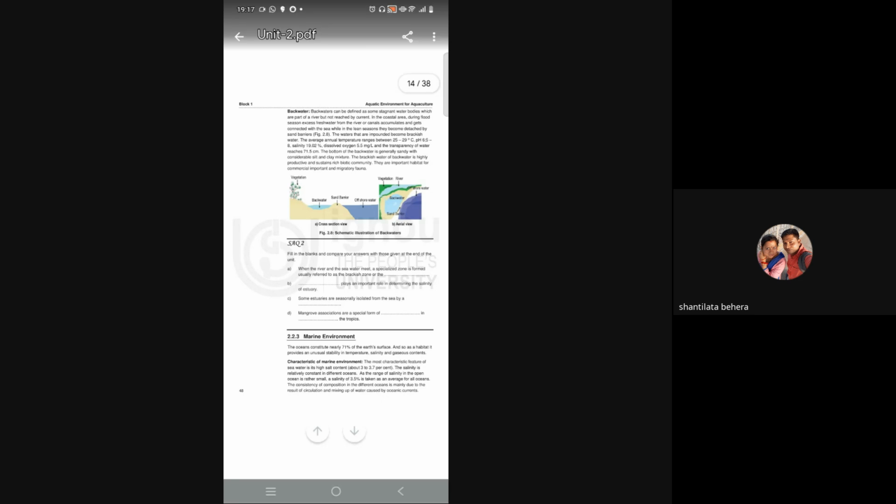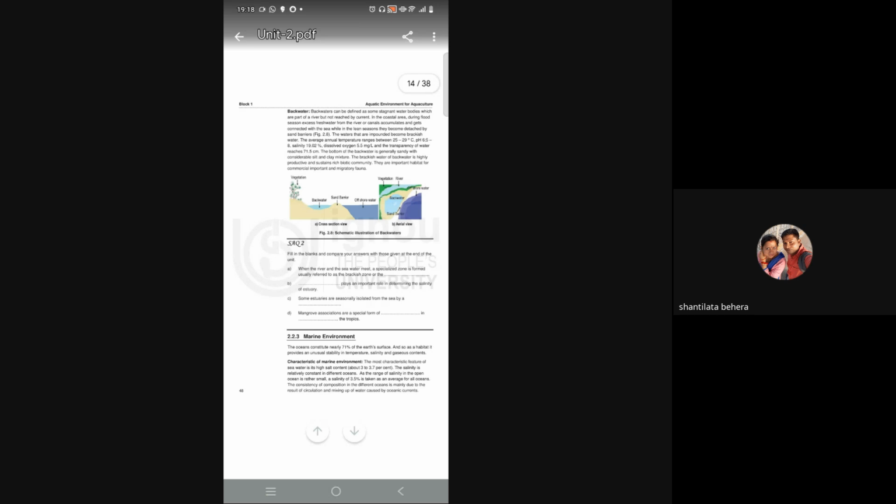So this is connected with the sea, while in some seasons they become detached. Sometimes they're attached to the sea. So excess fresh water from the river or canals accumulates and gets connected with the sea. During the flood time, the river water flows and is connected with the sea, and that forms the backwater. Sometimes it is connected, sometimes it becomes disconnected. That forms the backwater and that provides a separate environment for the culture of various types of aquatic organisms.